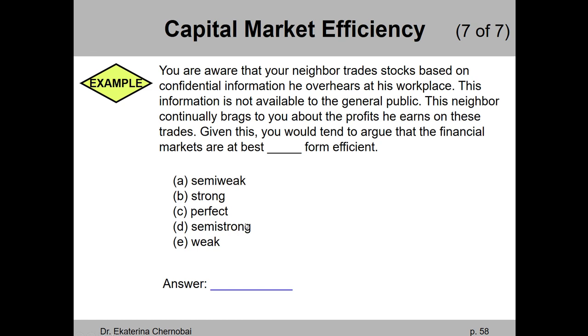Semi-strong form efficient. So the other options would be weak and strong. We talked about strong, semi-strong, weak. Semi-weak, this term does not exist in finance. It does not exist when we talk about market efficiency. So your choices should be only between strong, semi-strong, and weak. And in this particular case, D, semi-strong, is the right answer.